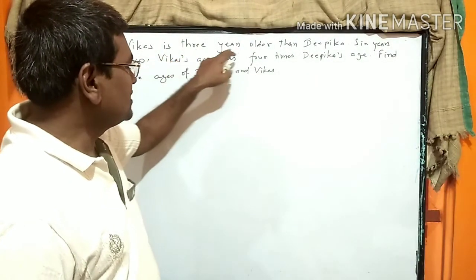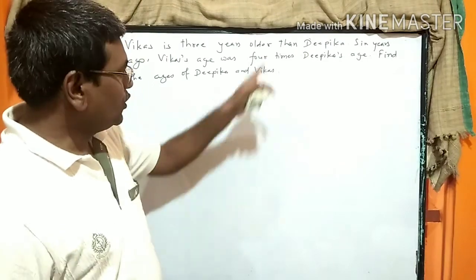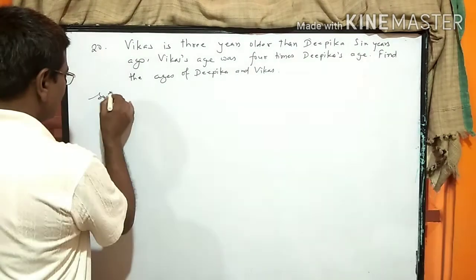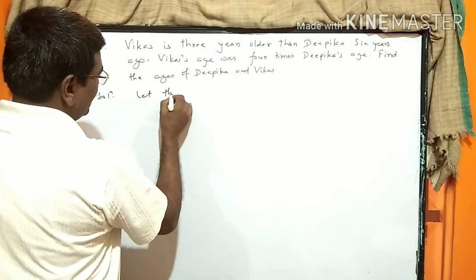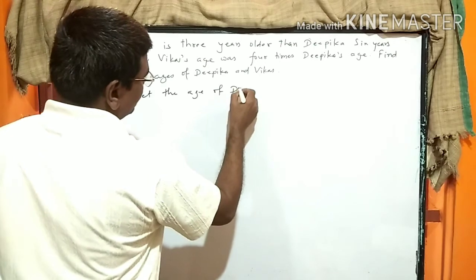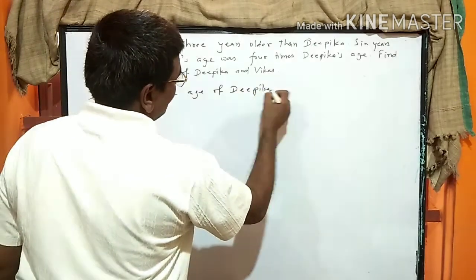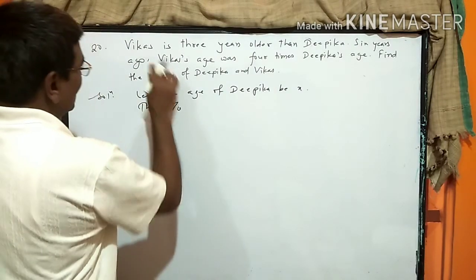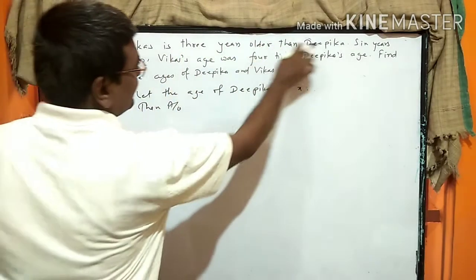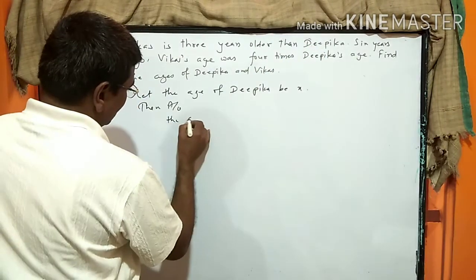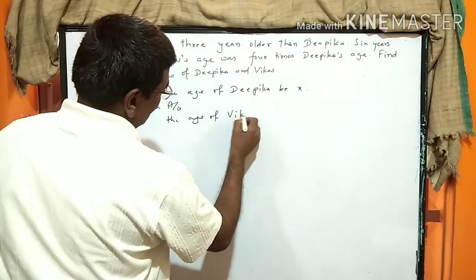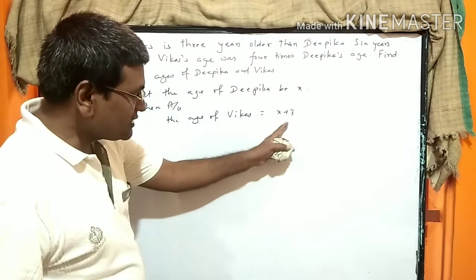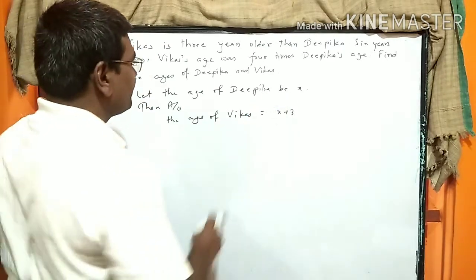Now question number 20. Vikas is 3 years older than Deepika. So we have to let the age of Deepika be x. Then according to the question, the age of Vikas is 3 years older than Deepika. The age of Vikas equal 3 years older. That means you have to add 3 years to the age of Deepika.